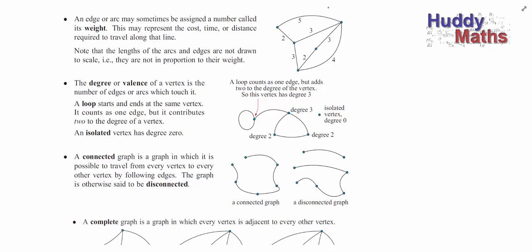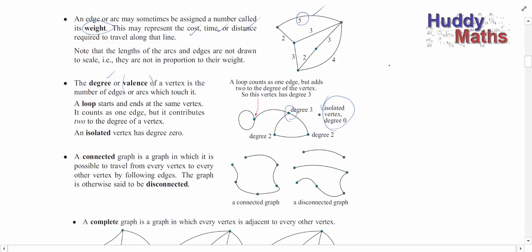Now, an edge or arc, so here's what? That's an edge. There's no arrow on it. It might be given a weight. This may represent the cost, time or distance. Going to a friend's place, you wouldn't go this way maybe because it's 5 kilometres. That sort of thing. So that's called a weight. The degree, or valence, of a vertex is the number of edges or arcs which touch it. So this one, how many ways can you get to there? You can go from other points to that point in 3 ways. So you can't reach this vertex at all out here.